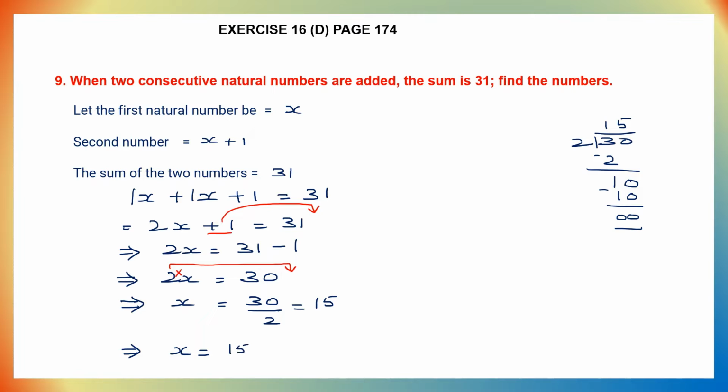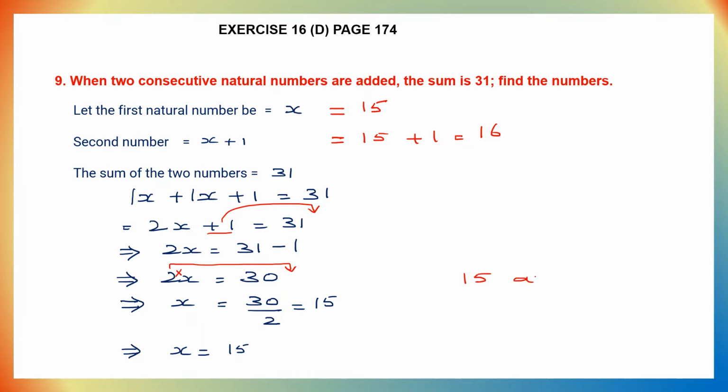Now we are asked to find the two consecutive natural numbers. We wrote in the beginning, let the first natural number be x. So the first number is x, and we found it to be 15. The second number is x plus 1, that is 15 plus 1, which is 16. So what are our answers? The numbers are 15 and 16. The two numbers we have found out to be 15 and 16.